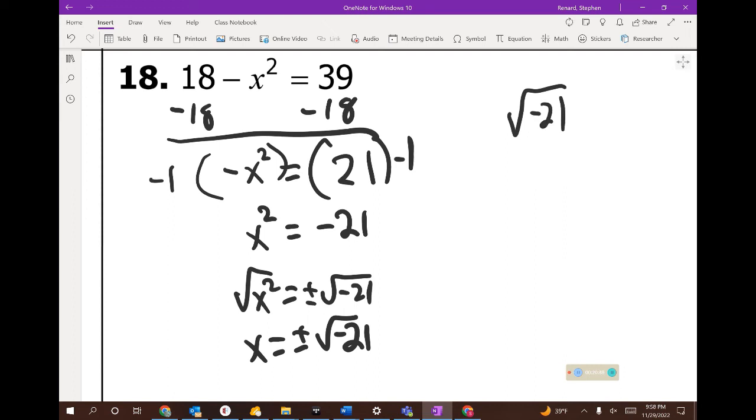Now, when I'm doing a factorization of this, first thing I want to do is break this apart into the square root of 21 times the square root of negative 1. Why do I want to do that? Because now this becomes i.